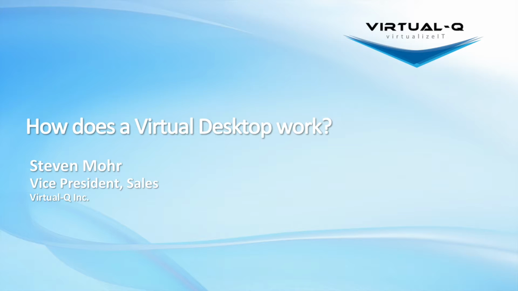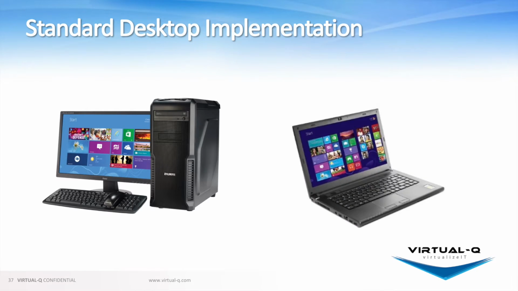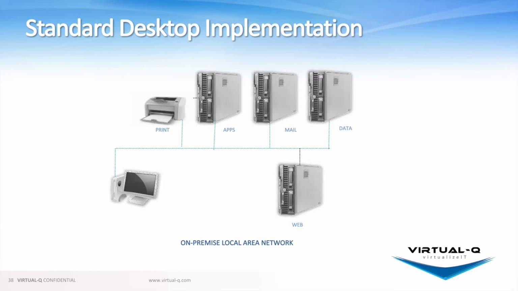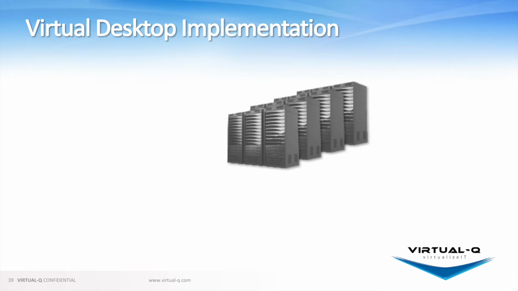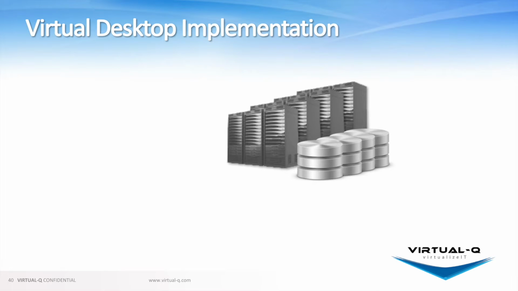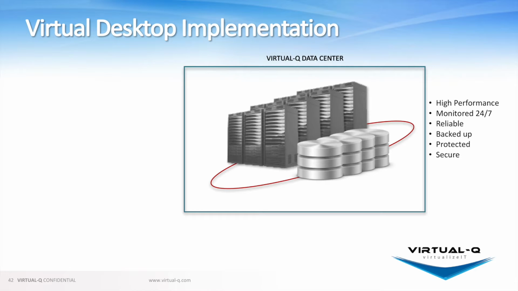Well, instead of your applications and data residing on your desktop or your laptop or on a local area network at the office, they're actually running on a grid of high-performance servers. Those servers are attached to a multi-tier high-performance storage network, all of which is tied together over a high-performance multi-10 gig network backplane, sitting in a secure data center. So as a result, you get high performance, 24/7 monitoring, reliability because of the N+1 architecture, which means you have no single point of failure. Your data is always backed up, it's protected, and it's secure.